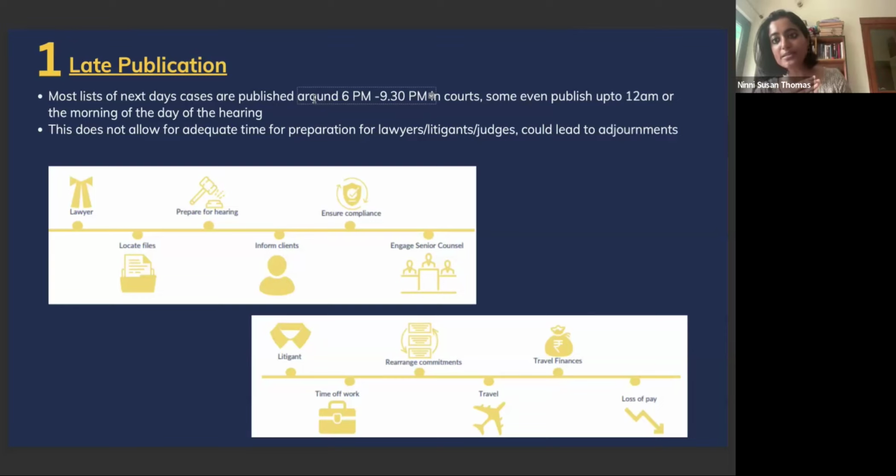And like I mentioned, there is a variation across courts. There are courts that have these concepts of an advanced list or a weekly list, where most of your cases are kind of sorted. If they're especially older matters or large volume cases, you will have an idea that these matters are going to be listed. While there are other high courts and the Supreme Court that might not have this procedure of having an advanced cause list.